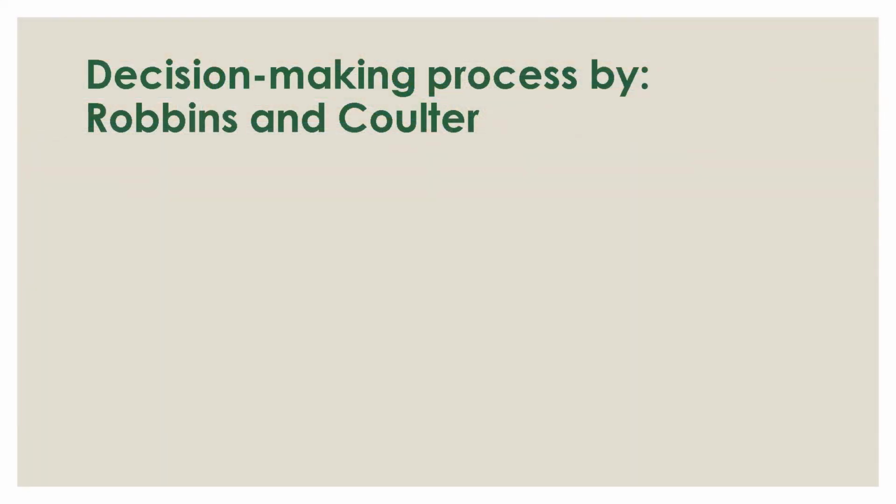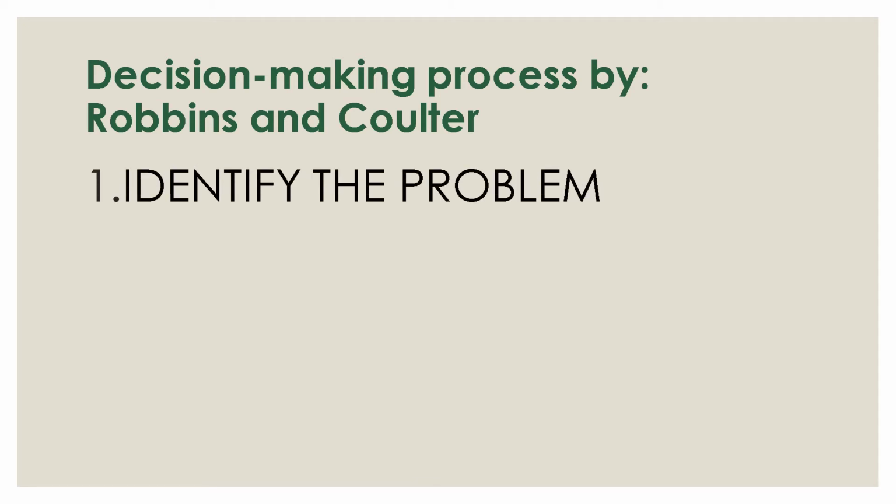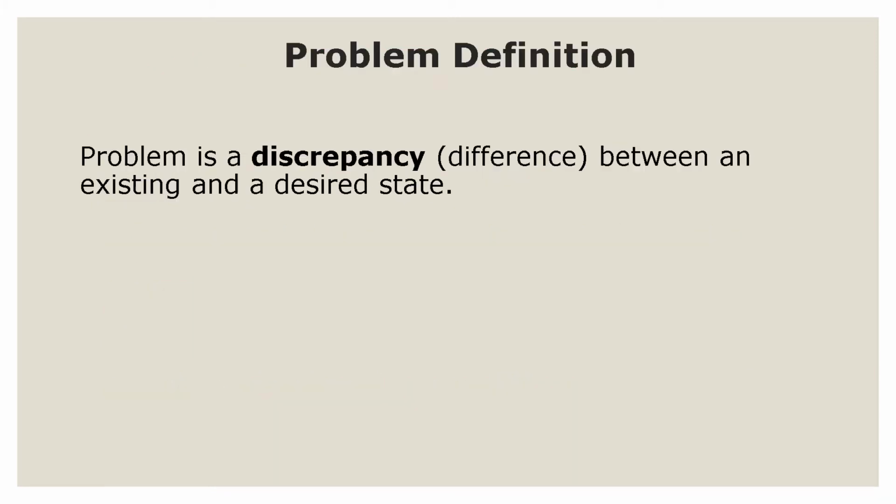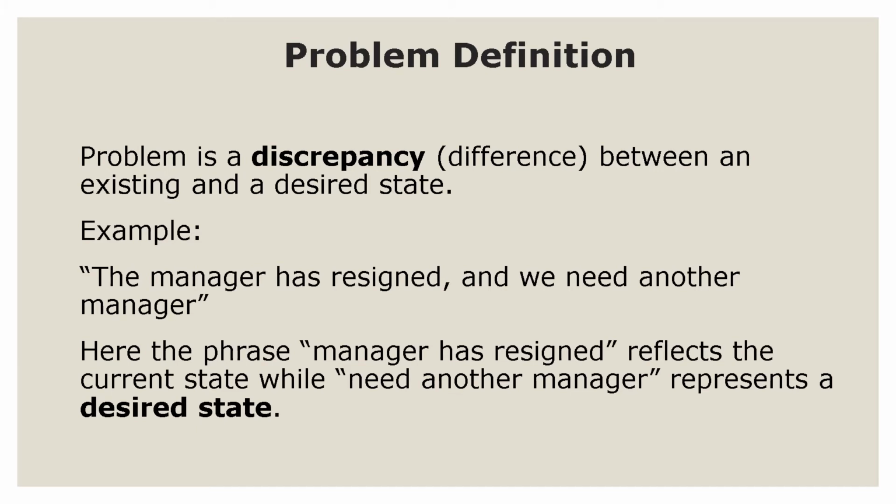Next is the decision-making process by Robbins and Coulter. The first step is to identify the problem. The problem may be defined as a puzzling circumstance or a discrepancy between an existing and a desired condition. So, a problem is a discrepancy or difference between an existing and a desired state. Say, for example, our problem here is the manager has resigned and we need another manager. Here, the phrase manager has resigned reflects the current state, while the need for another manager represents a desired state.